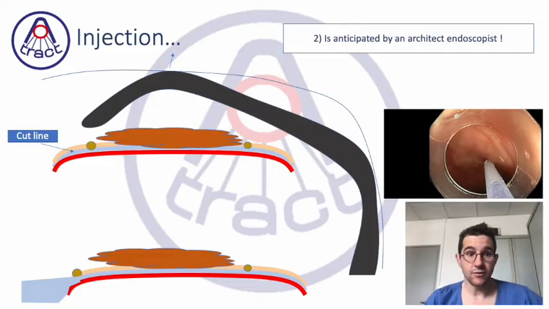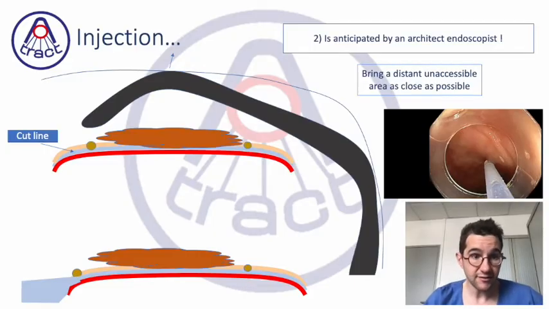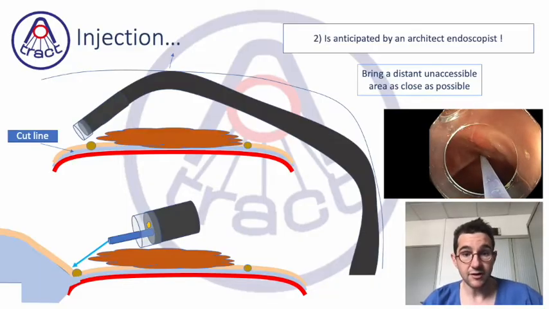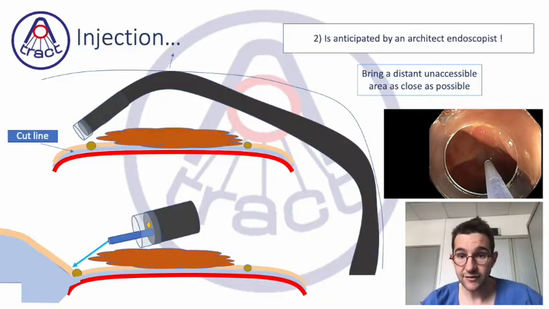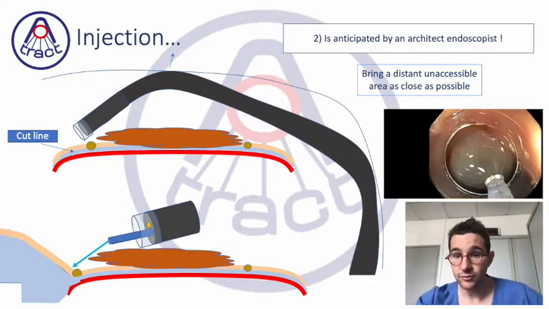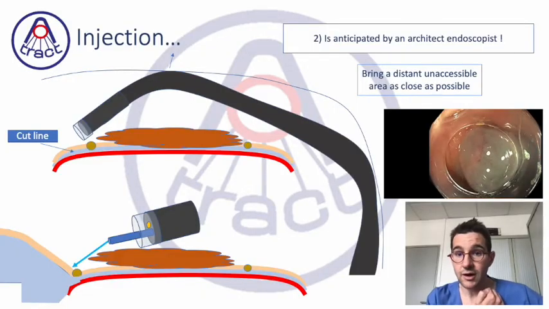In some cases, when the area is very difficult to reach, for example in angles, sometimes you cannot go to an area with the scope itself. It's impossible, but by injecting it, you can reduce the distance between the scope and the area, and at this time you will be able to make the area come to you. It's not you that goes to the mucosa, but thanks to the injection, the mucosa will come to you, and you will be able to cut it.